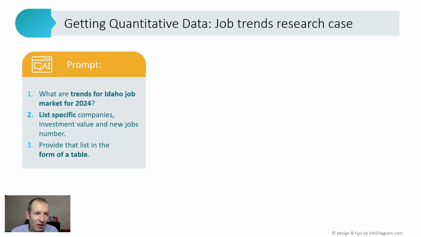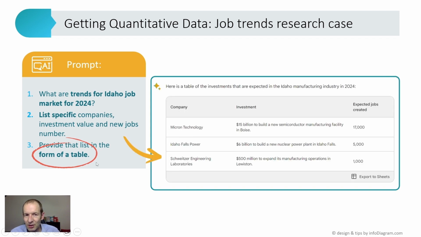And for that one, we can ask, for example, a prompt like this. We can ask for job trends, but also go deeper and specify the task more. So you ask for a specific list of companies with their investment value and new jobs number. And that is actually the key thing: we can ask it not to provide the result as a list of text bullets, but in the form of a table, and the result would look like that.